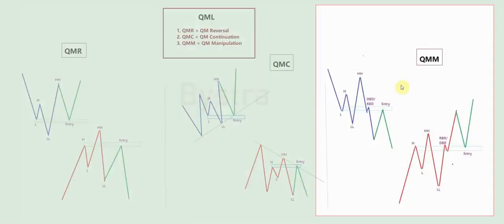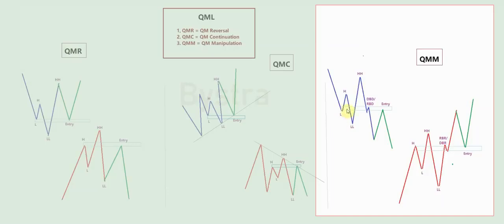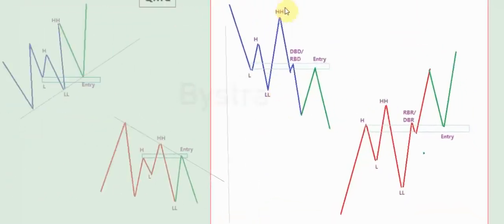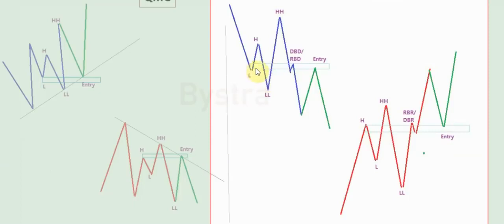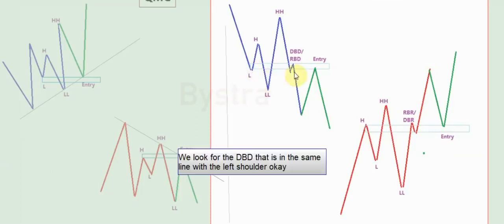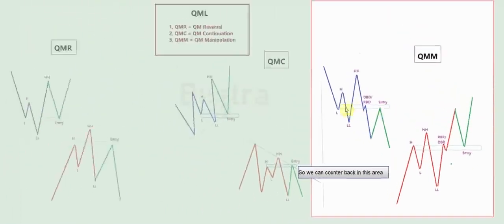And last we have here is QM manipulation, or we call it QMM, but it's quite different. Why? Because this time price didn't respect the QM reversal. As we know, here we have low, high, lower low, higher high. On the other hand, price broke this structure. So don't be sad, okay? And we look for the drop-base drop that is on the same line with the left shoulder, so we can counter back in this area.